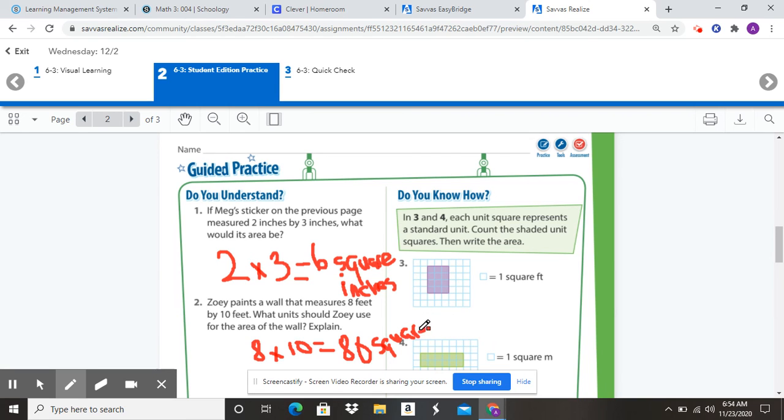So make sure that you add that square unit of measure at the end of your problems now because you're measuring in area. So now you're going to complete the rest of this lesson on this workbook page, and then you'll complete your quick check. Don't forget to go back and watch the visual learning.